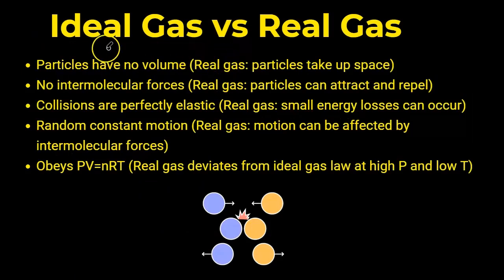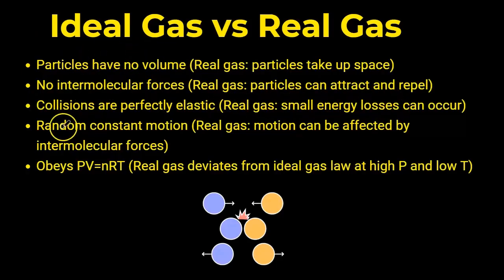So when can you use the ideal gas law and when can you not use the ideal gas law? We're going to compare the ideal gas versus real gas because gases are not always ideal. First, ideal gases are particles that have no volume. Real gases, particles do take up space. Ideal gases, there are no intermolecular forces. Real gases, particles can attract and repel.